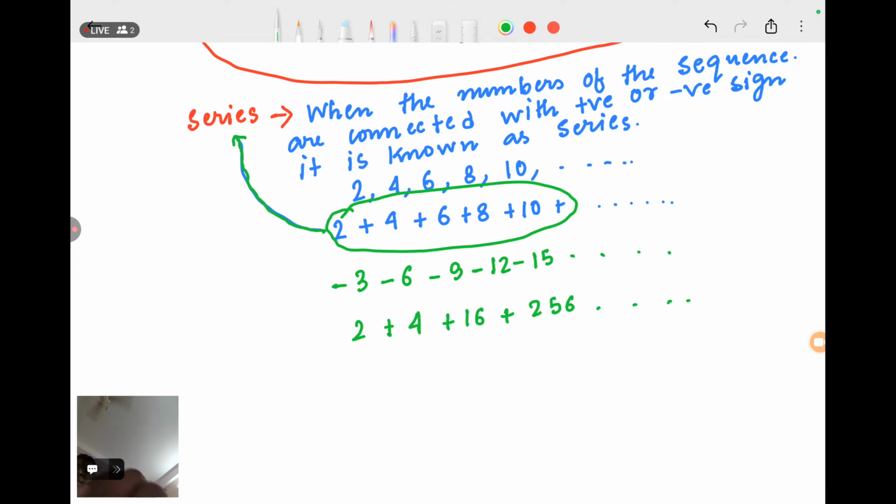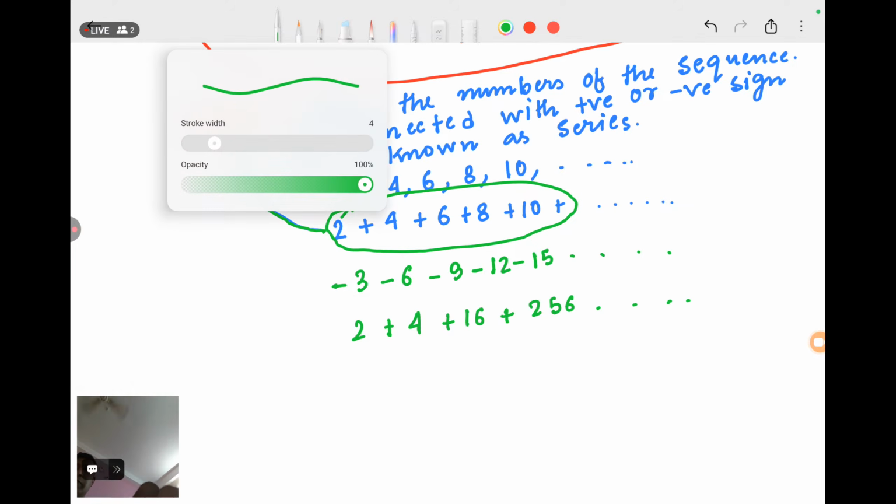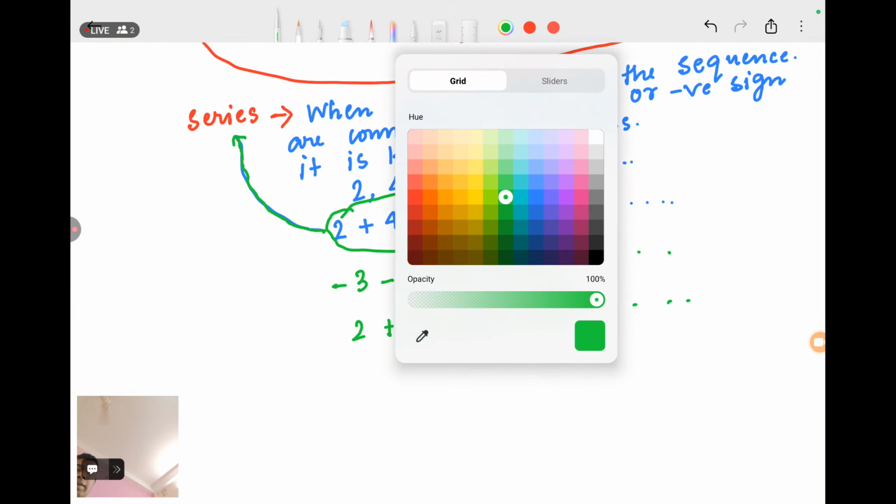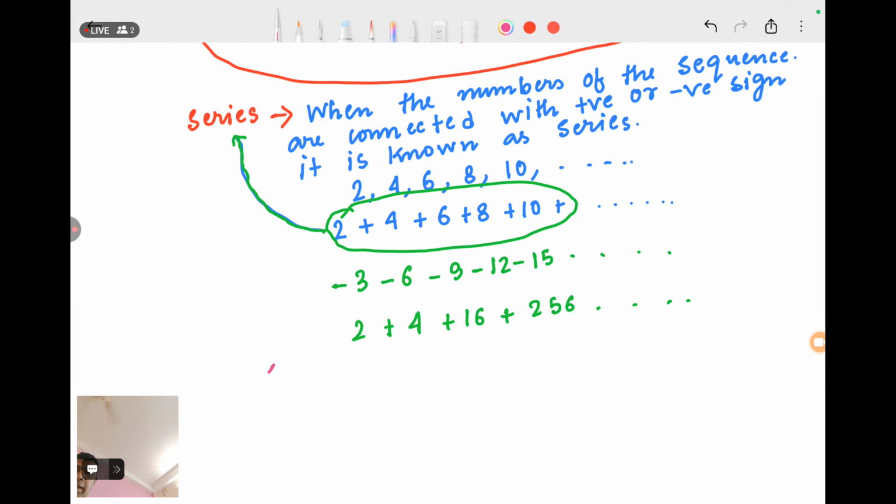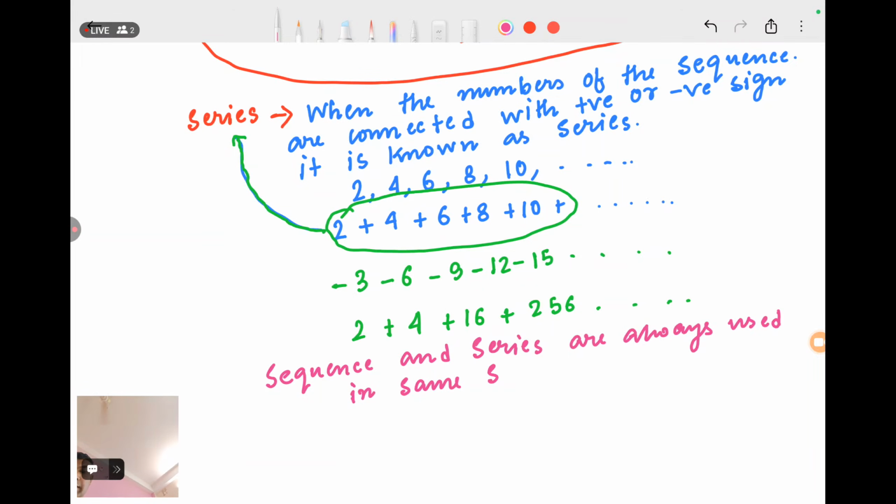One thing we should remember, and it is very important for you: sequence and series are always used in the same sense.